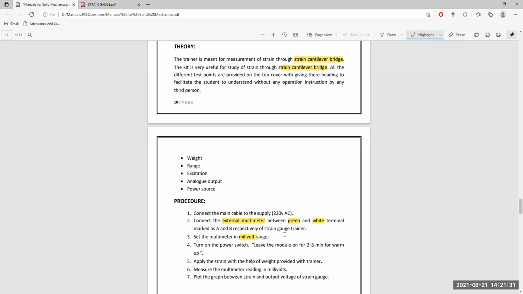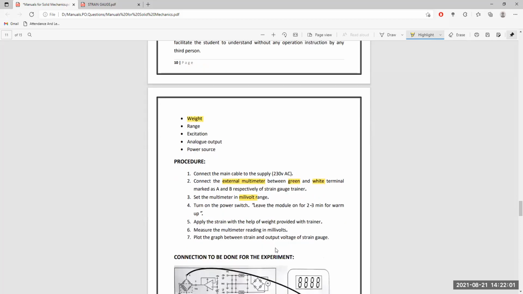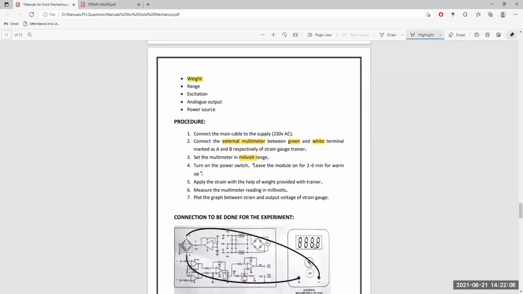Now we should switch on the module and leave it for 2-3 minutes to make sure everything is okay for output. Then apply the strain over the cantilever beam with the help of the weight provided with the trainer, like this. Read the multimeter in the millivolt range, and plot the graph between the strain and the output voltage of the strain gauge itself, which is given here like this.